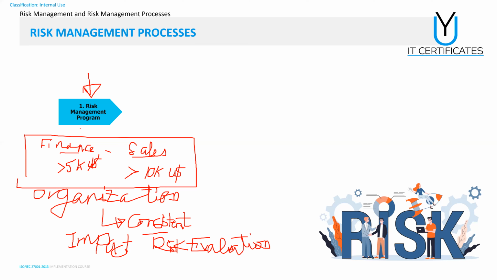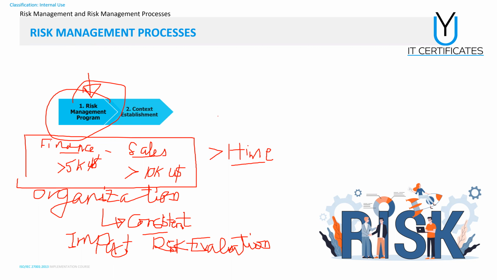For example, will we consider risks that happen more than once per year as high or medium, or twice per year as critical, and so on. All this information will be defined in the risk management program step. This is process number one in the risk management processes.